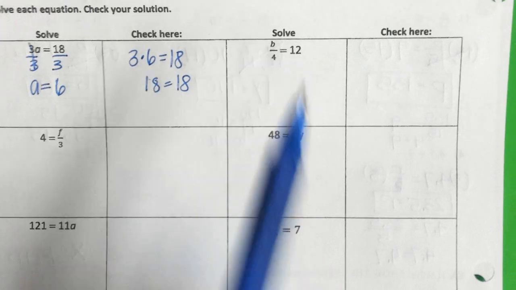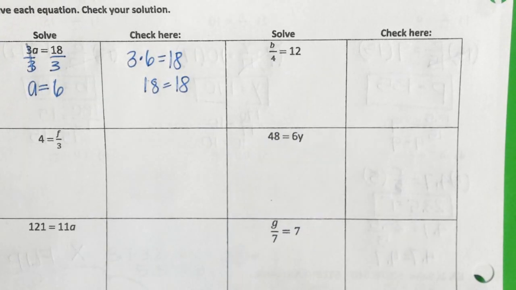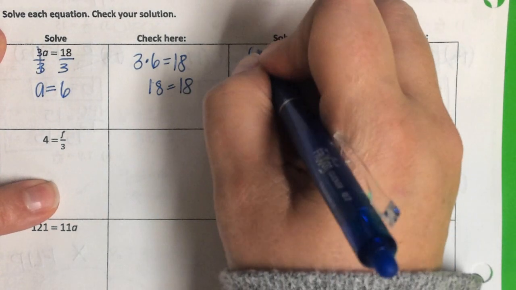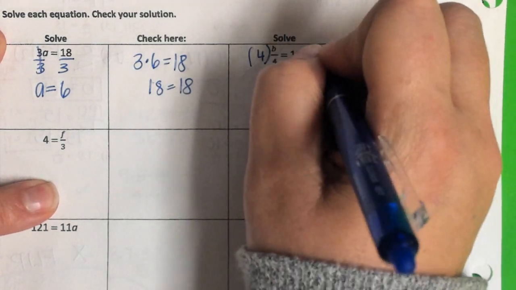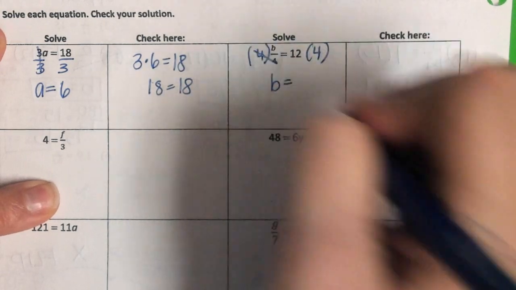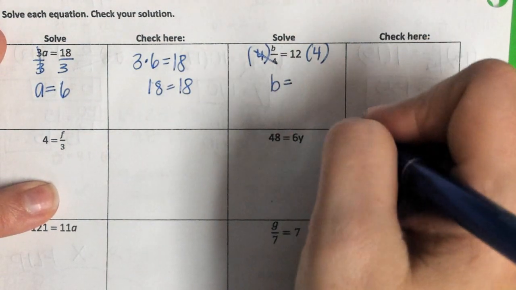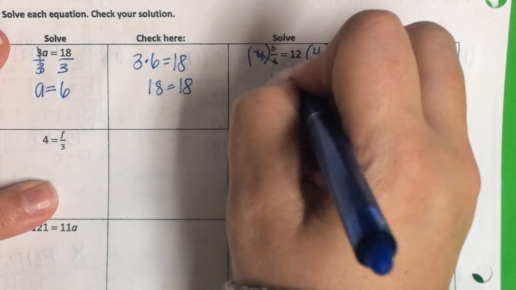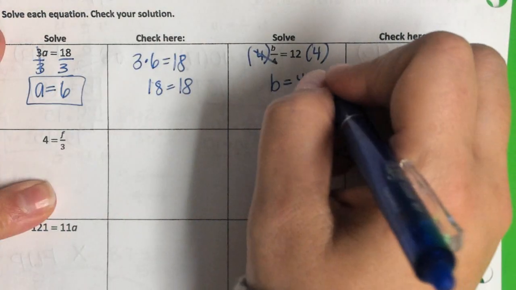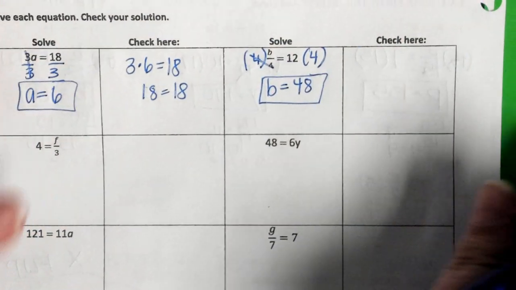Alright, so how would we undo this division equation? Multiply. What number are we going to multiply by? 4. So we're going to multiply by 4 on both sides. That cancels that out. So what would B be equal to? 3. What's 12 times 4, guys? 48. 4 times 12 equals 48. Yes. Now let's check it.